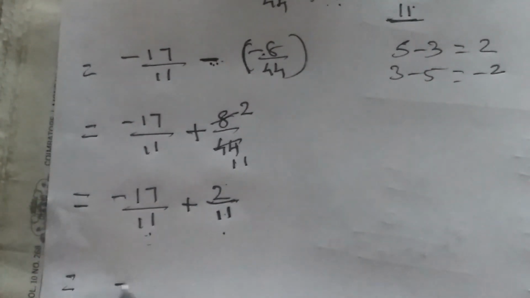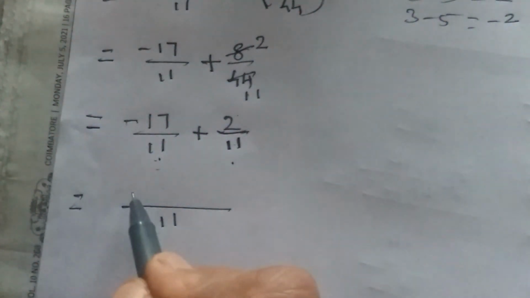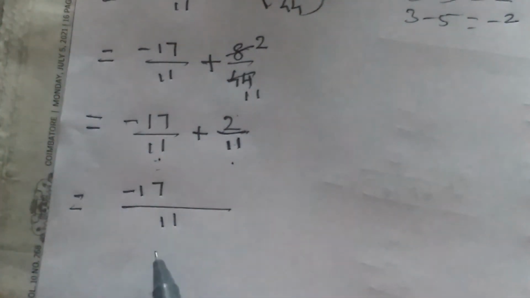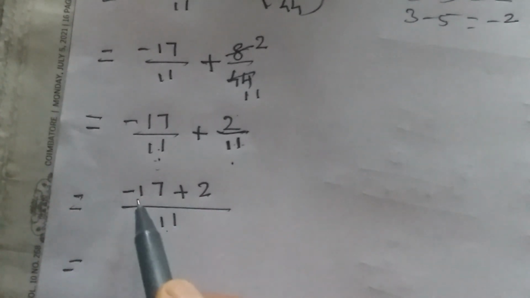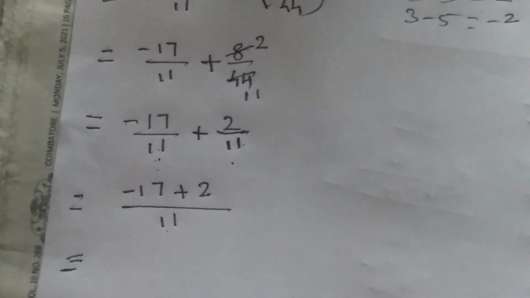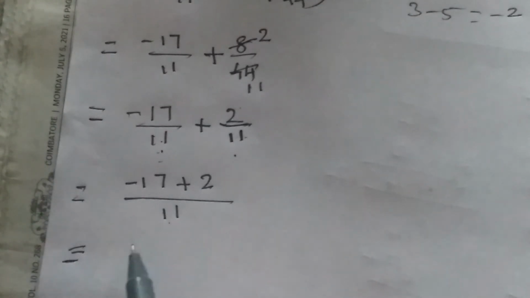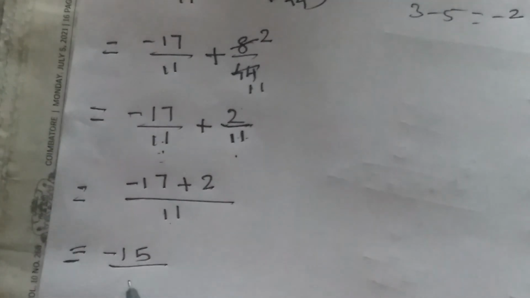So for both the denominators, one common denominator, 11. Both the 11s, one 11. And we have to simplify only the numerators. So what is the first number? Minus 17 plus 2. Just write the numerators as they are. Now 17 is negative, 2 is positive. Signs are different. So what is the rule? If the signs are different, subtract and put the sign of the greater number. What is 17 minus 2? It is 15. And the sign of the greater number, minus. So minus 15 by 11. Minus 15 by 11 is the final answer.